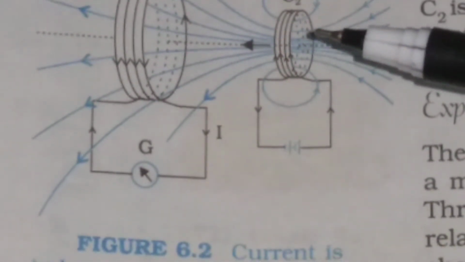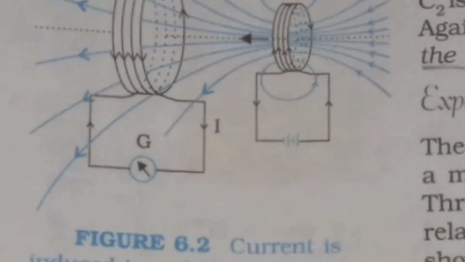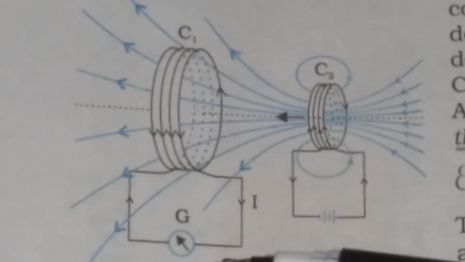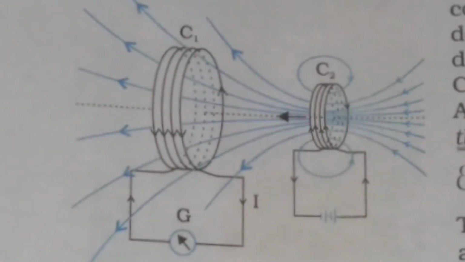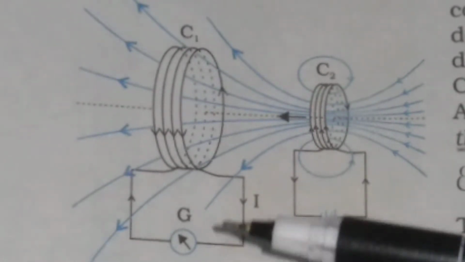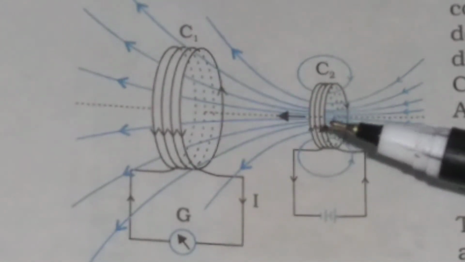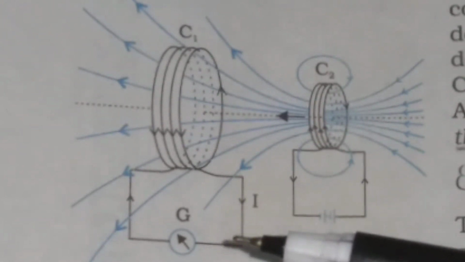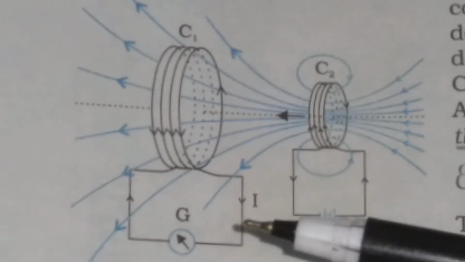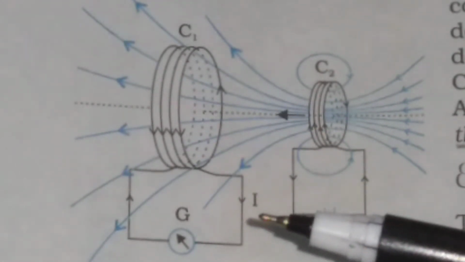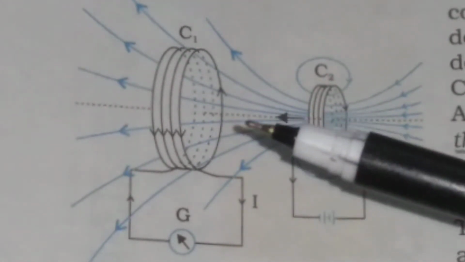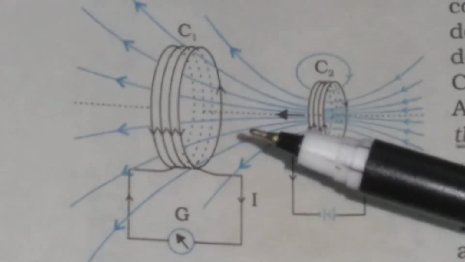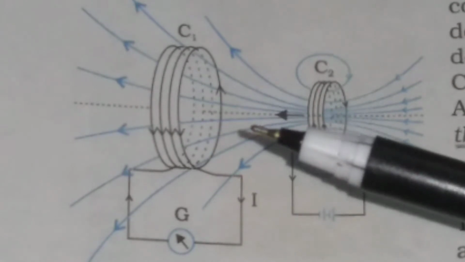Now move the coil C2 towards the coil C1. Then what will you observe? You will observe that the galvanometer connected to the coil C1 shows deflection. This indicates that electric current is induced in the coil C1. When C2 is moved away, the galvanometer will show deflection in the opposite direction.